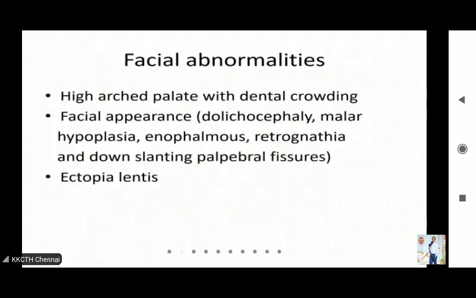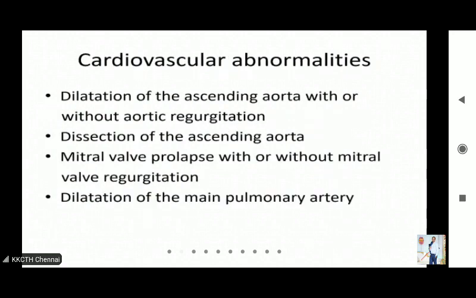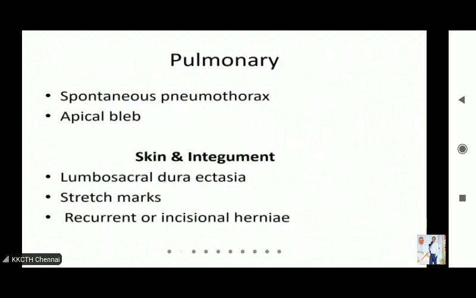Look for other facial abnormalities: high arched palate with dental crowding, dolichocephaly, malar hypoplasia, enophthalmos, retrognathia, and downslanting palpebral fissures. Ectopia lentis in the eyes. Cardiovascular abnormalities: dilatation of the ascending aorta with or without aortic regurgitation, dissection of the ascending aorta, mitral valve prolapse with or without regurgitation, dilatation of the main pulmonary artery. Pulmonary problems could be spontaneous pneumothorax and apical bleb. Skin and integument abnormalities: lumbosacral dural ectasia, obvious stretch marks, and recurrent or incisional hernia.